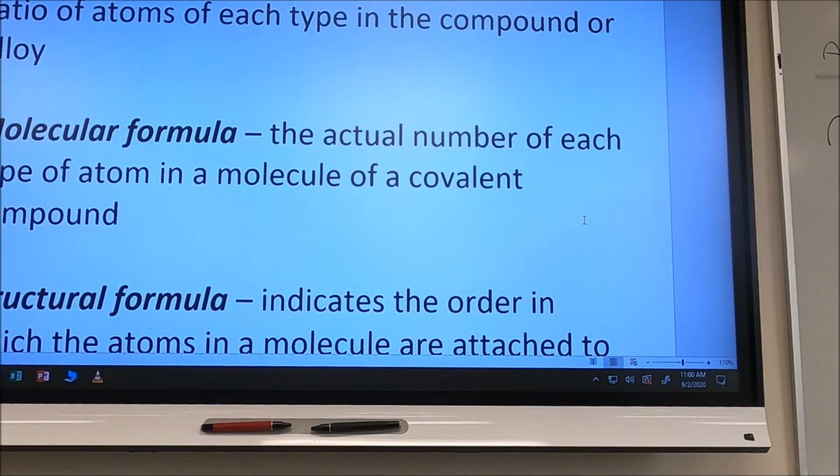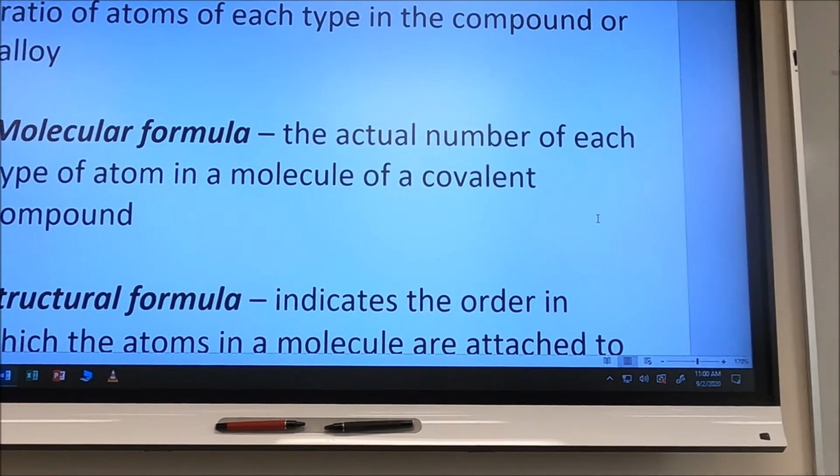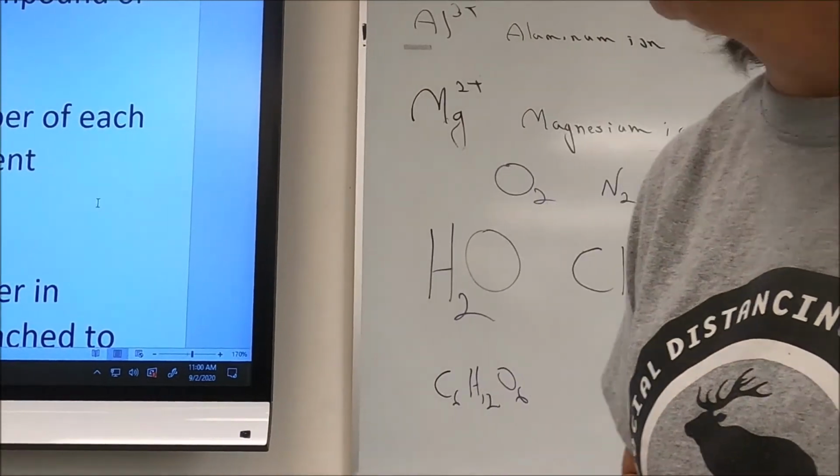Empirical formulas can be used for ionic compounds, alloys, or covalent compounds. But molecular formulas you will only see with covalent compounds. The next one, structural formulas, is also only seen with covalent compounds. The structural formula tells us something about the order in which the atoms are attached to each other in the molecule. Okay? So let me show you some examples.